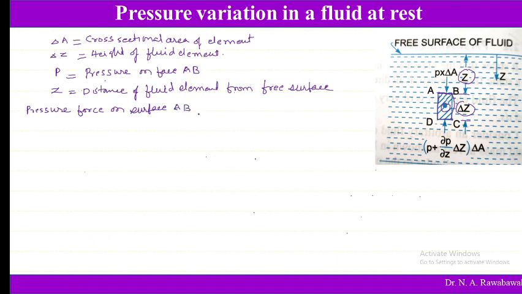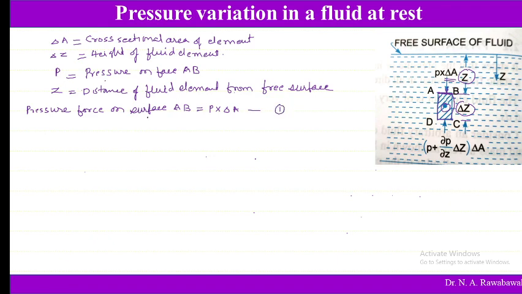The pressure force on surface AB we can take as pressure into area. The pressure P into the small area, that is delta A, acting perpendicular to the surface AB. So this force is acting perpendicular to this surface AB in the downward direction. We call this equation number 1.